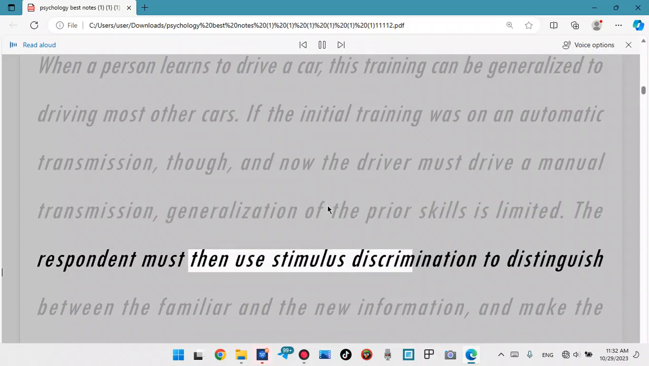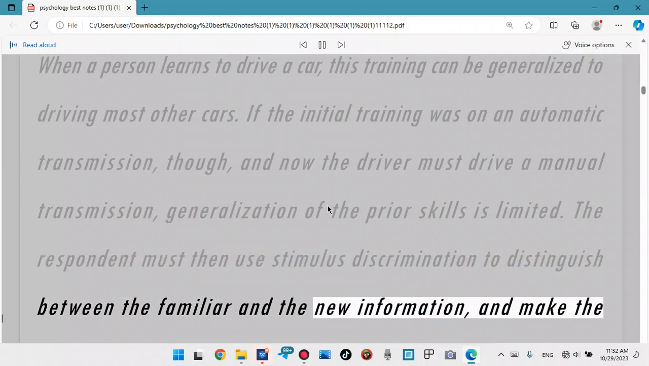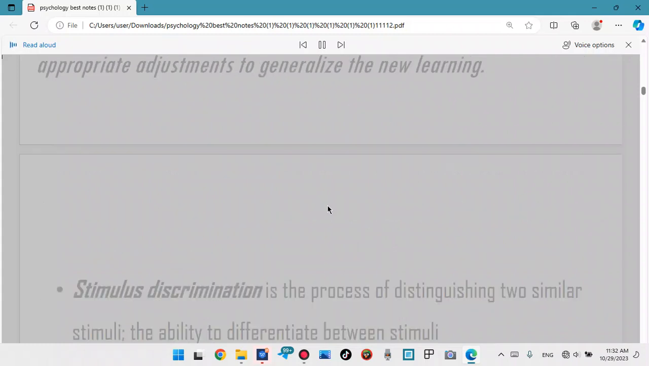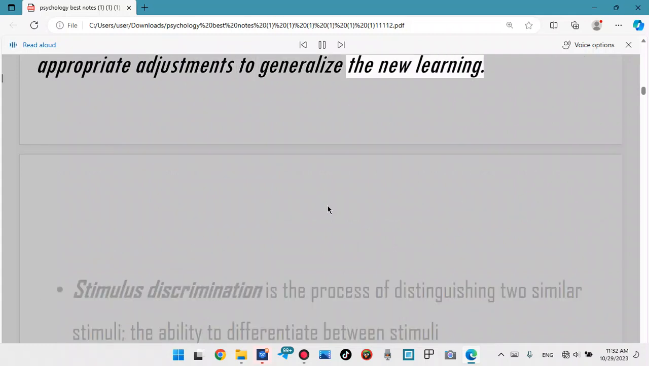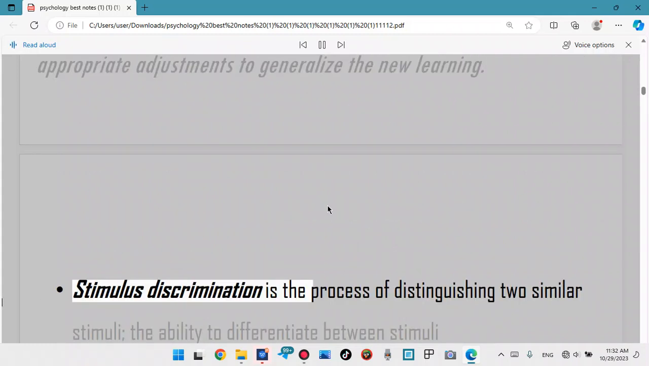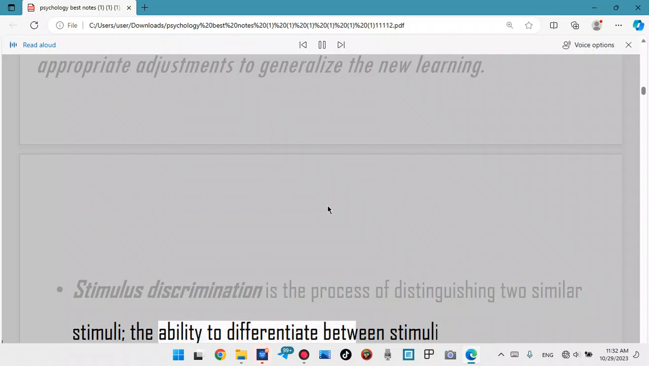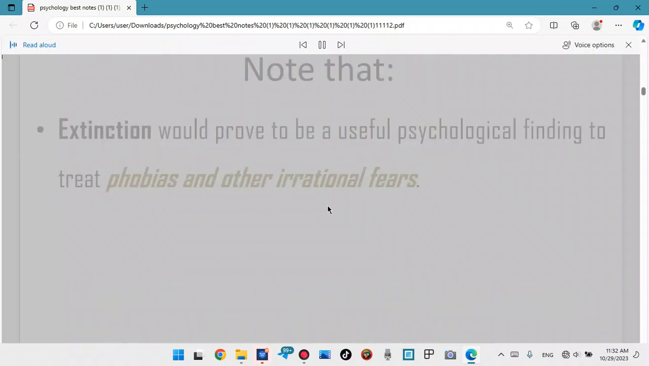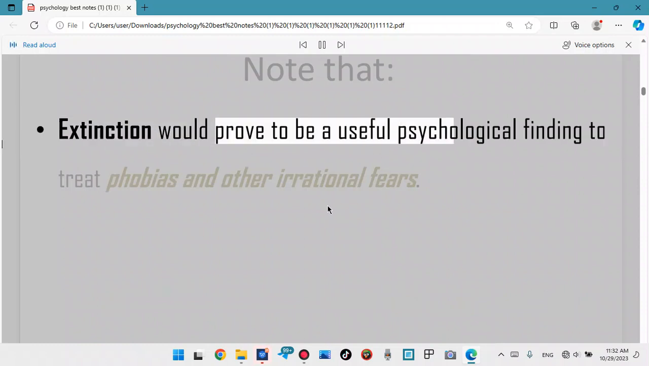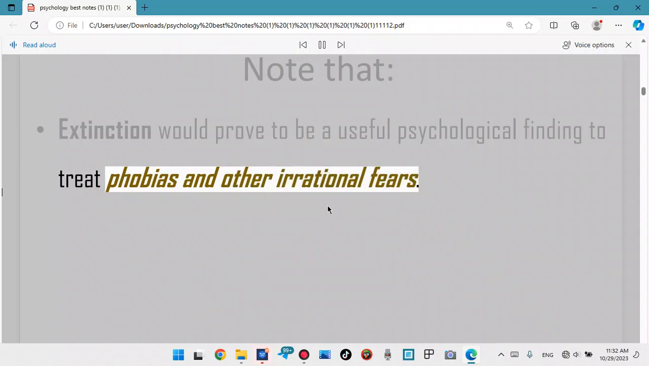The respondent must then use stimulus discrimination to distinguish between the familiar and the new information, and make the appropriate adjustments to generalize the new learning. Stimulus discrimination is the process of distinguishing two similar stimuli, the ability to differentiate between stimuli. Note that extinction would prove to be a useful psychological finding to treat phobias and other irrational fears.